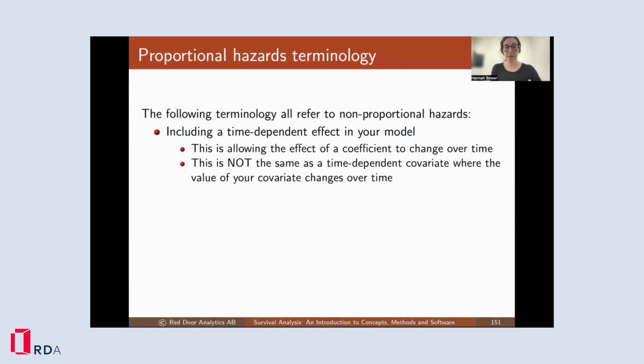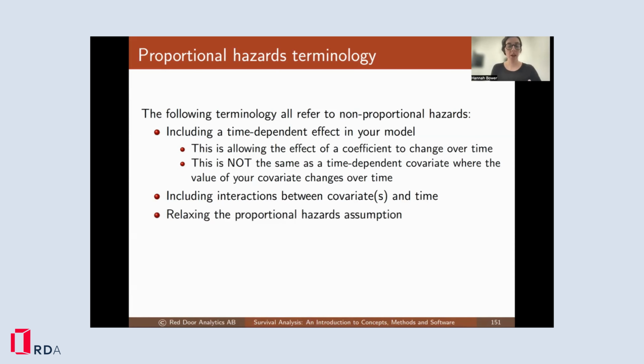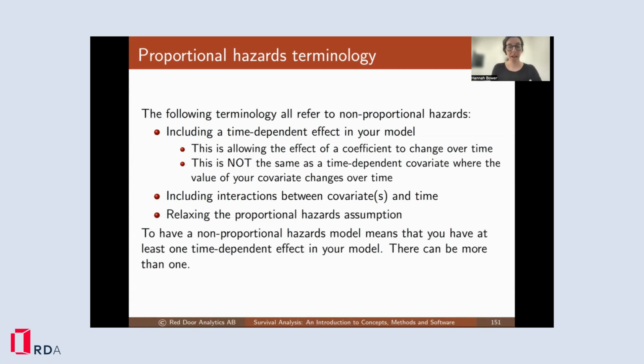But this is not the same as a time-dependent covariate. Think about this: this is a time-dependent effect, not a time-dependent covariate, where the value of your covariate changes over time. That is a different thing. You can also say, to refer to non-proportional hazards, that you are including an interaction between your covariate and time. You can say that you are relaxing the proportional hazards assumption. And to have a model that is assuming non-proportional hazards, it means that you have to have at least one time-dependent effect in your model.